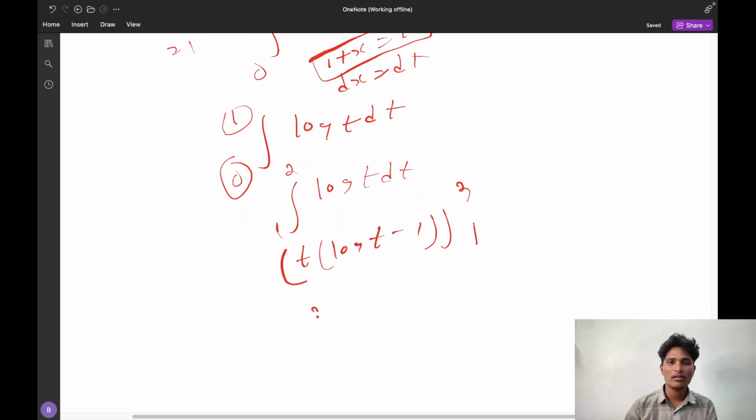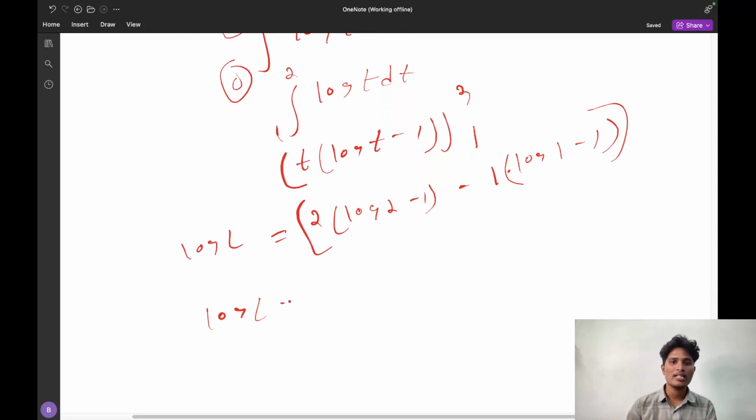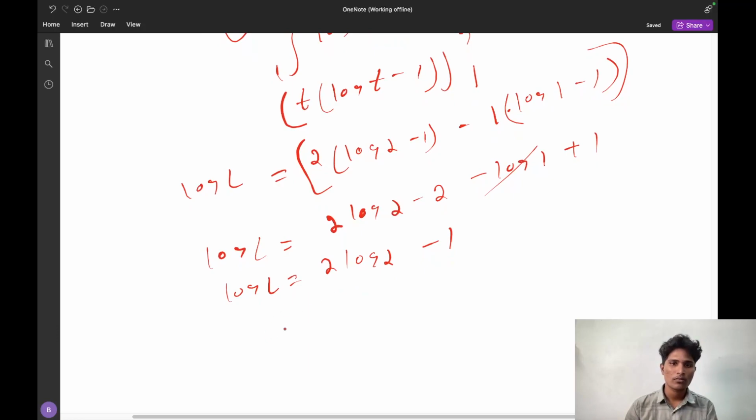What I will get? I will get 2 into (log 2 minus 1) minus 1 into (log 1 minus 1). And this entire thing is equal to log L. Log L is equal to, if you observe carefully, 2 log 2 minus 2 minus log 1 plus 1. Log 1 is 0, and I will get log L is equal to 2 log 2 minus 1. I can write this as log 4 minus 1.